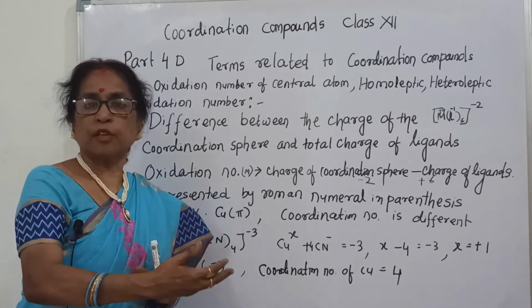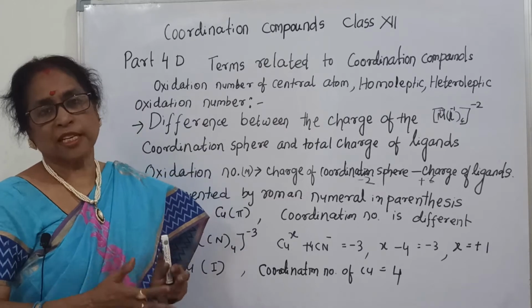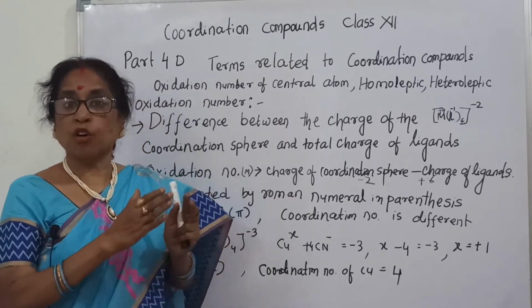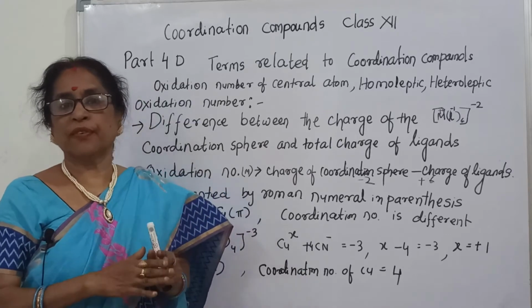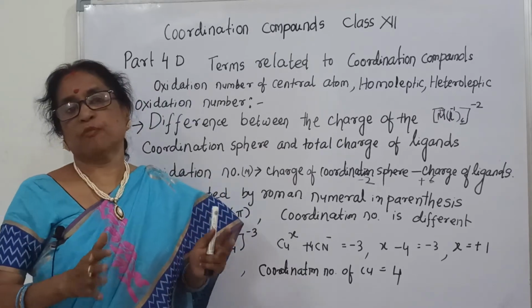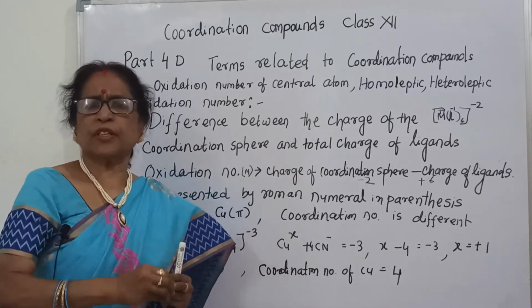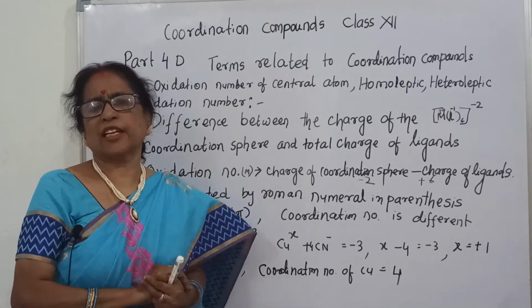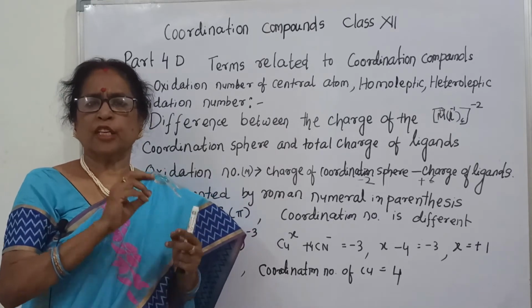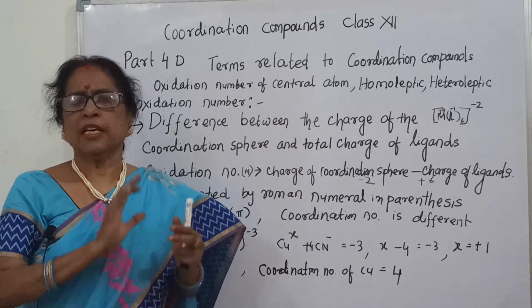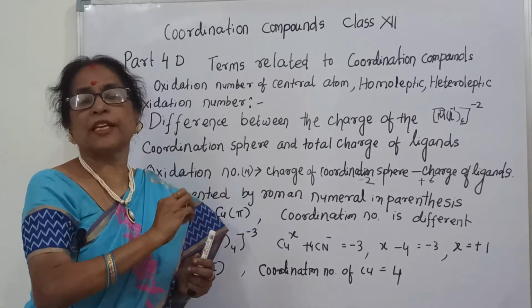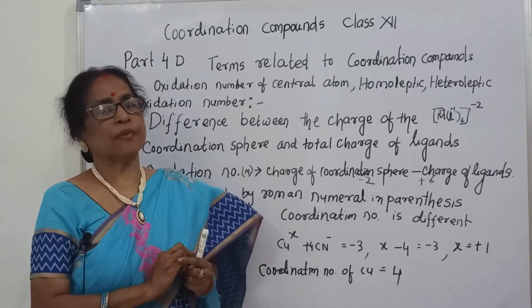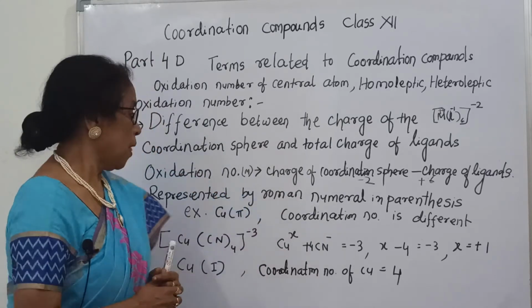How many donor atoms? Suppose 6. Then the coordination number is 6. That means the oxidation number of the central metal atom is totally different from the coordination number. Coordination number is a fixed one for a central metal atom. Cobalt should always have coordination number 6. That means 6 ligand donor atoms should be there inside the square bracket having the charge.